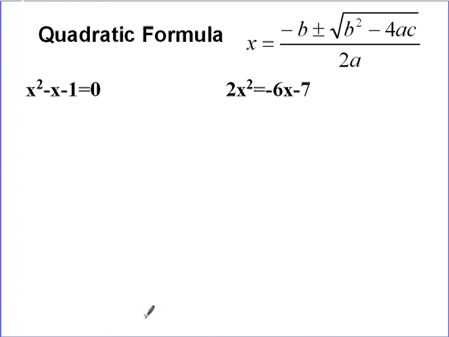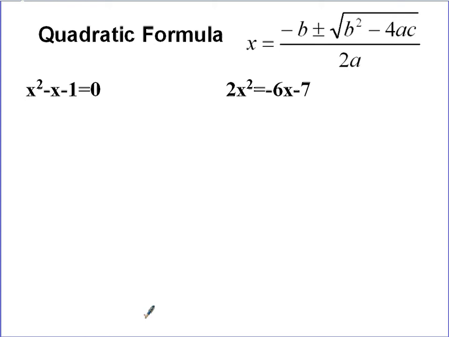Okay, now we're going to work on the quadratic formula, which you should know is x equals the opposite of b plus or minus the square root of b squared minus 4ac all over 2a. Even though we can solve every single quadratic equation by completing the square, it's still nice to have the quadratic formula to just kind of go through and solve it.